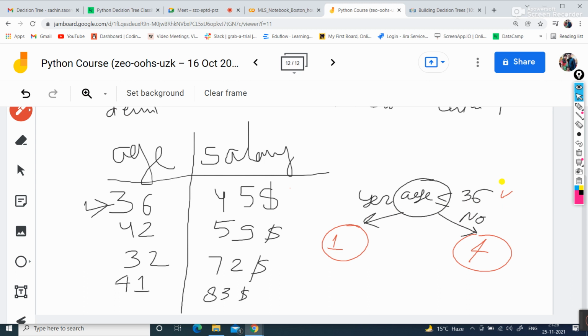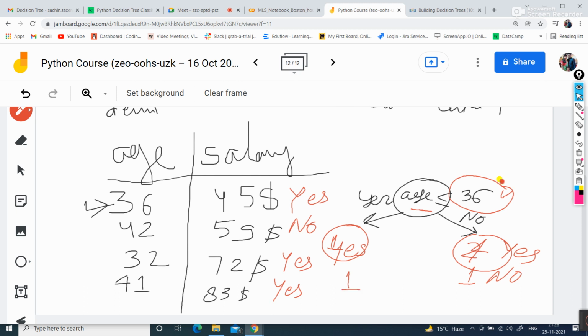Or suppose, instead of this quantitative data, let's say I am having categorical data. So no, yes, yes. Here I am having yes only, but here I am having two yes but one no. So this 36 is not very effective for my data. This splitting point is not very effective because here I have only one data point, and here I have three. Is that clear? Okay.